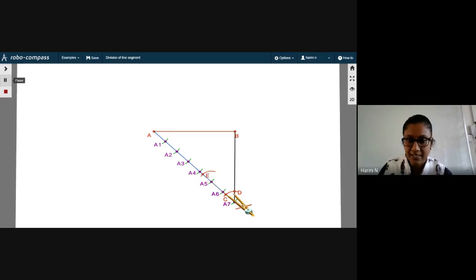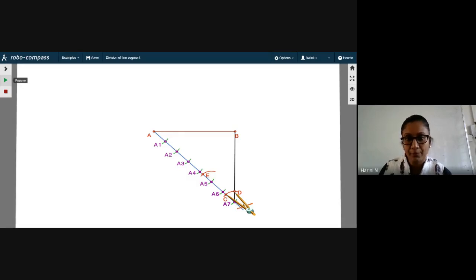The next step, see how it is taking the measurement. You keep your compass at C and pull it till D. So CD is the radius in your compass now. Can you see it there? If you missed it in the previous step, please understand what you have to do. CD should be the radius in your compass.